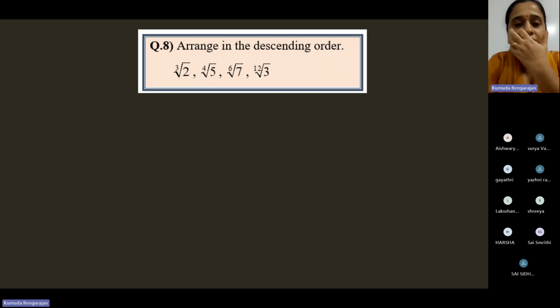Arrange in descending order. Very simple. You just have to bring all the surds to the same order. Now we have 4 surds here. All the 4 are of different orders. So the LCM of 3, 4, 6, and 12 is 12. So bring all the surds to the same order 12, and then you can arrange them in the ascending or descending order.